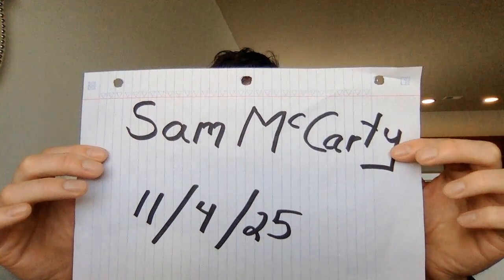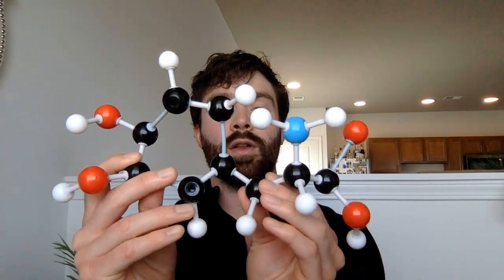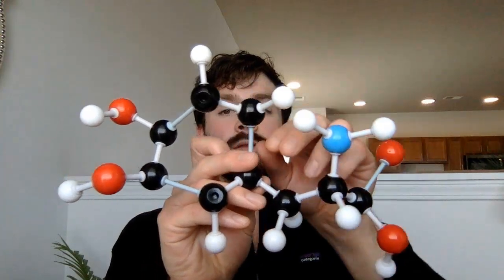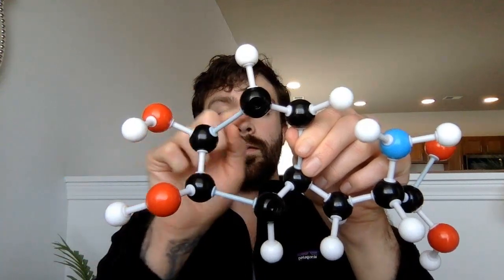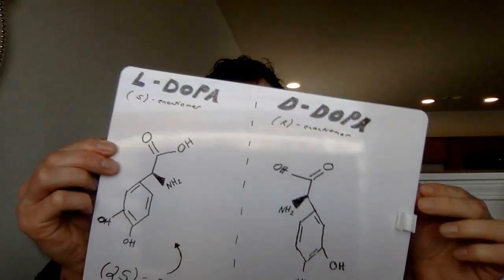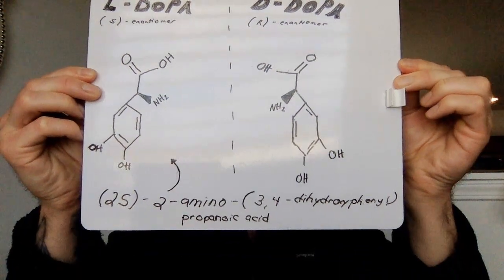It is November 4th, 2025, and this is my chiral molecule video assignment. Here shown to you in 3D is my chiral molecule. The common name is L-DOPA, and the IUPAC name is (2S)-2-amino-3-(3,4-dihydroxyphenyl)propanoic acid. It is shown to you in writing here below.